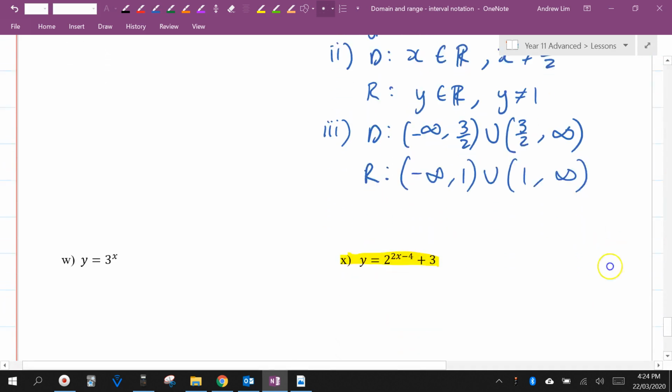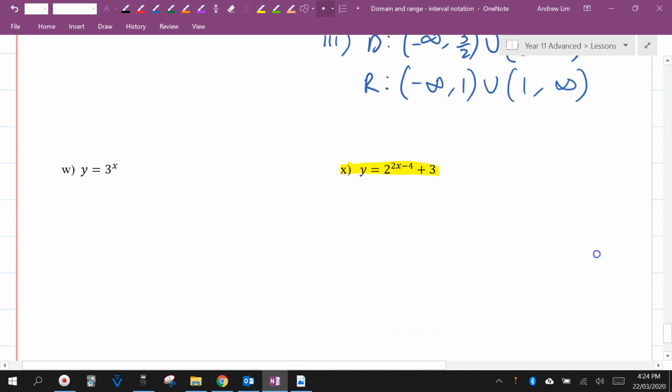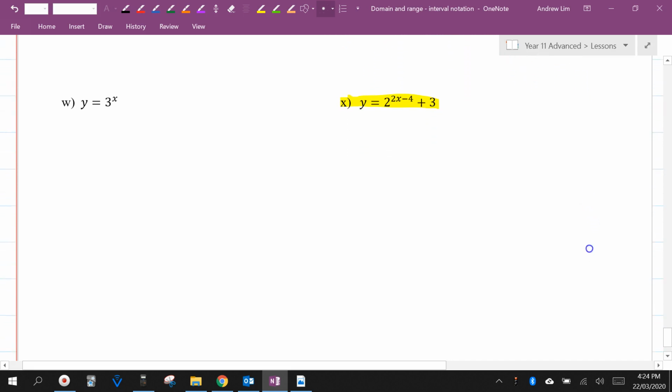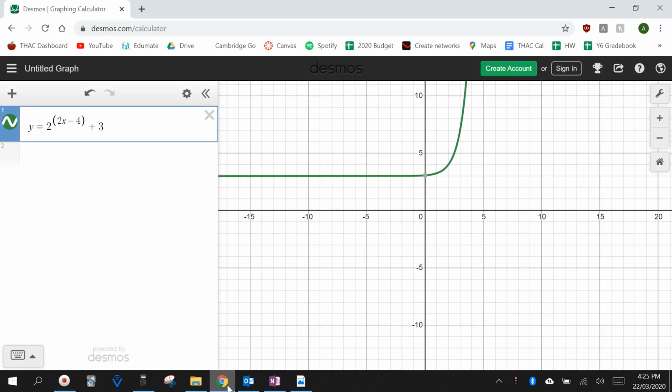And let's have a look at one more question. We have y equals 2 to the 2x minus 4, plus 3, which is an exponential. So what does this look like? It looks something like this, where pretty much we are shifting the graph of 2 to the 2x minus 4 up 3.